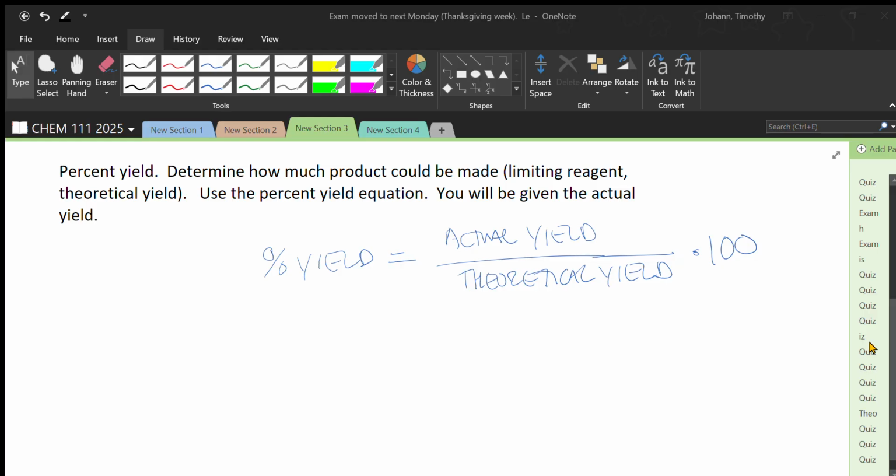Okay? This is not a full stoichiometry problem. It's just calculating molarity. Notice that you've got kilograms, so you're going to have to convert to grams, right? And 1,000 grams is equal to 1 kilogram.